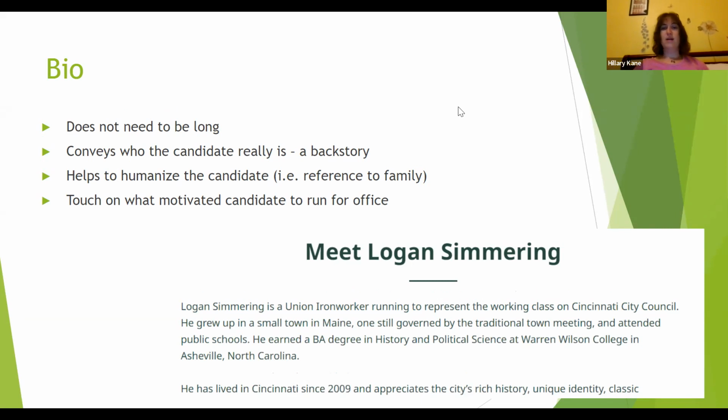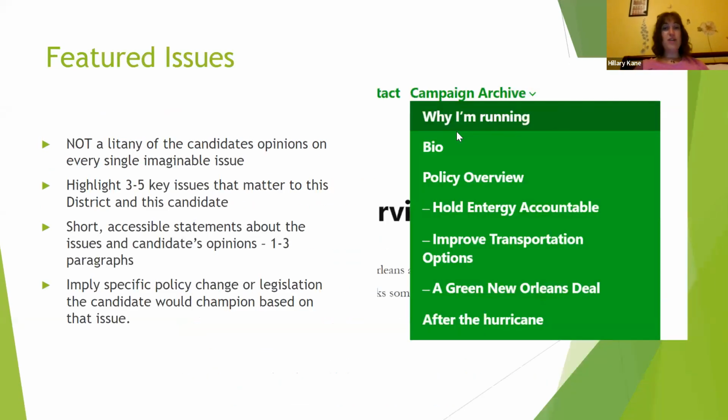Key information will help folks get a sense of who you are and why they might want to support you. You want to have some featured issues. Not so much in the bio, but you do want a section of your website talking about policies and key issues, why you're running for office, and what you're hoping to accomplish. It's not a laundry list of every possible thing that the governor or the city council can deal with. You want to highlight maybe 3 to 5 main issues. Think about what matters to the district.